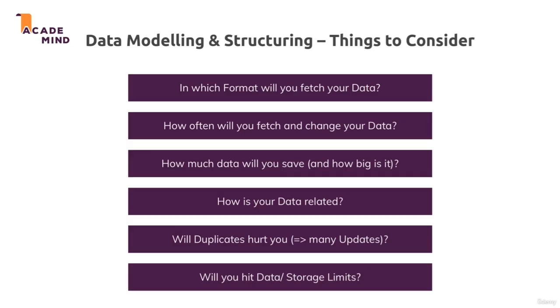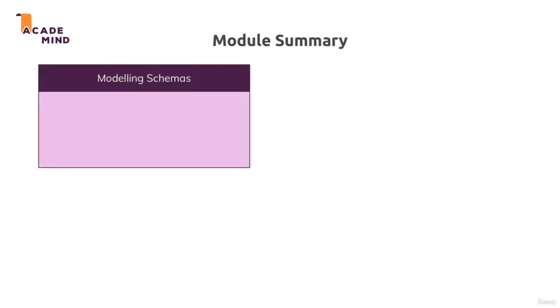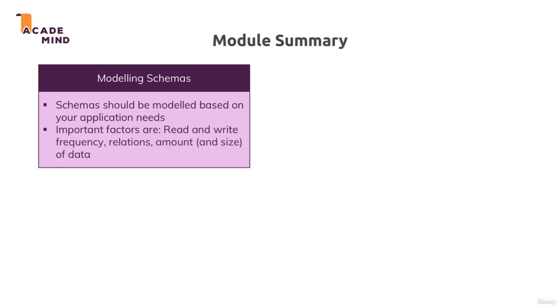And finally, will you hit any data storage limits? Like, do you need to embed 100 levels deep, which is the limit MongoDB imposes? It's not very likely, but that is something you should at least be aware of and which you should keep in mind. With that, here's the general summary. In this module, we had a detailed look at how you model schemas. That this can make sense even though MongoDB does not enforce a schema onto you, because your application typically needs data in a specific structure.